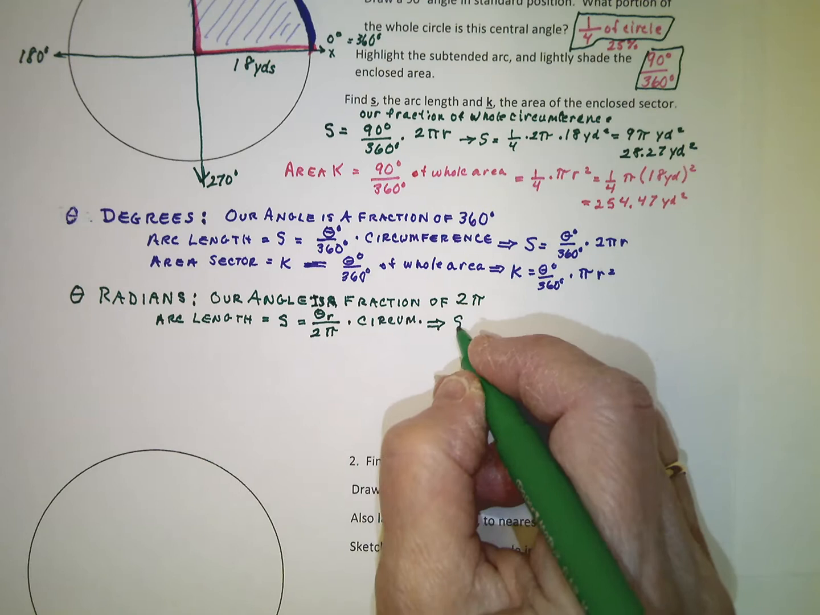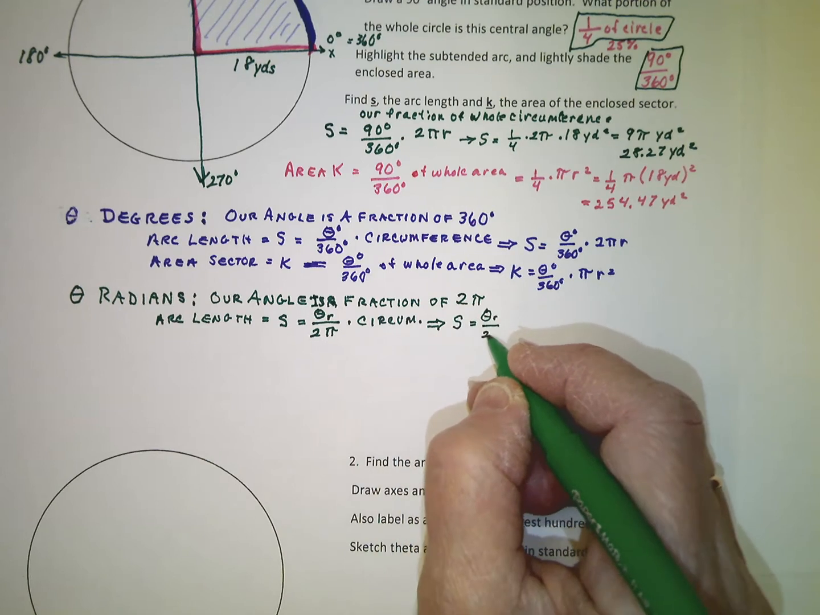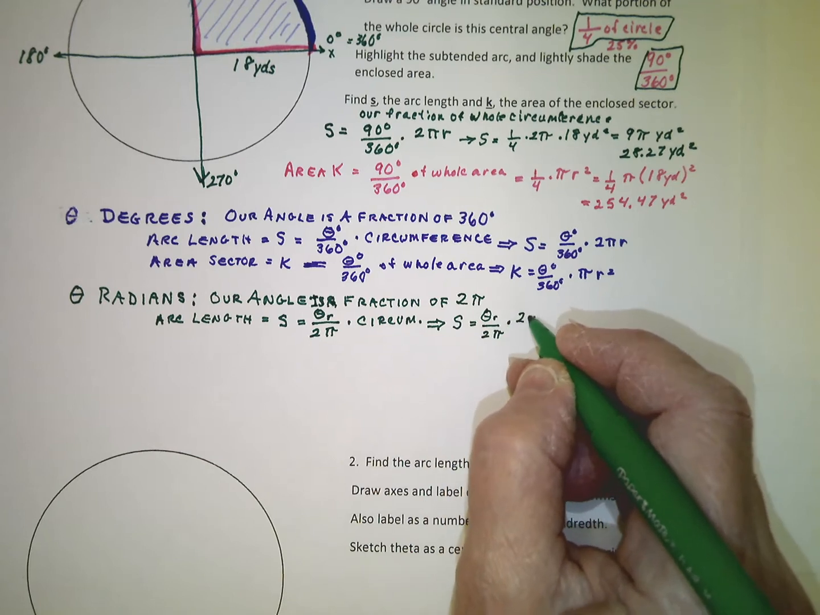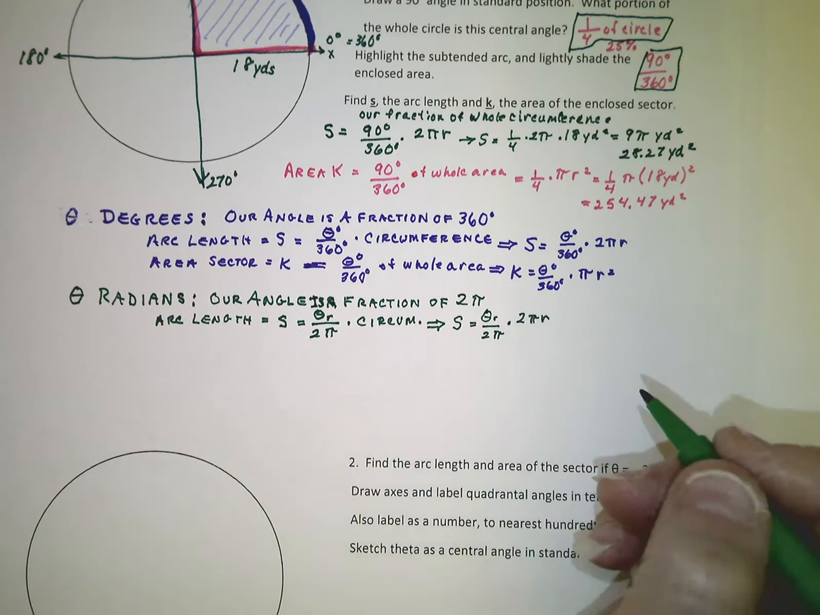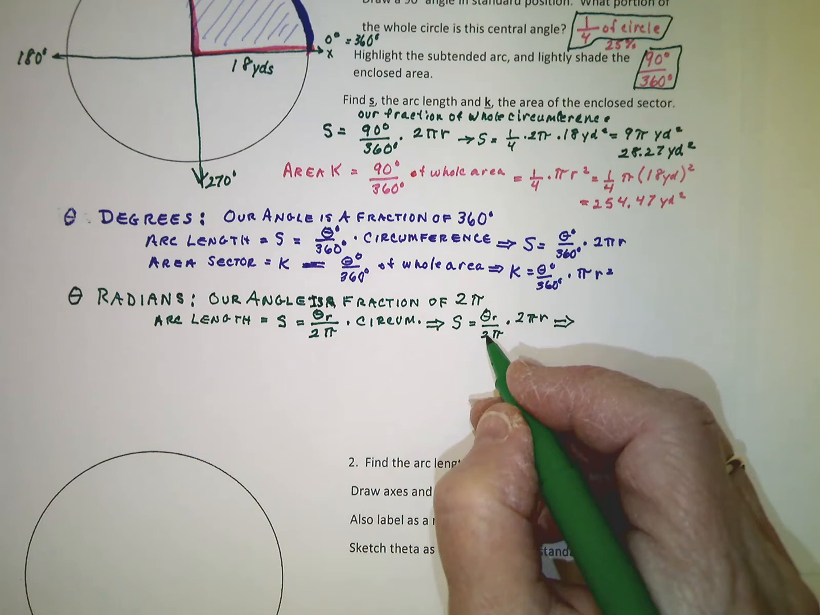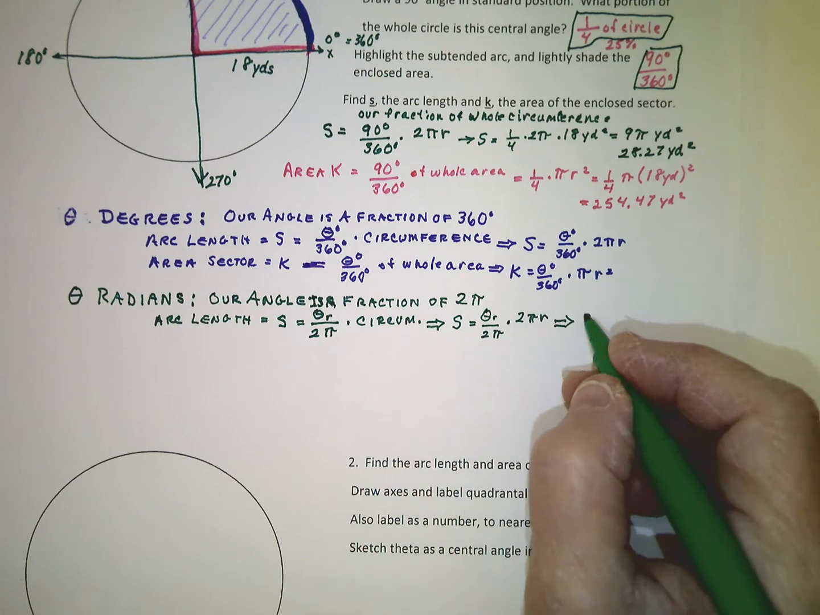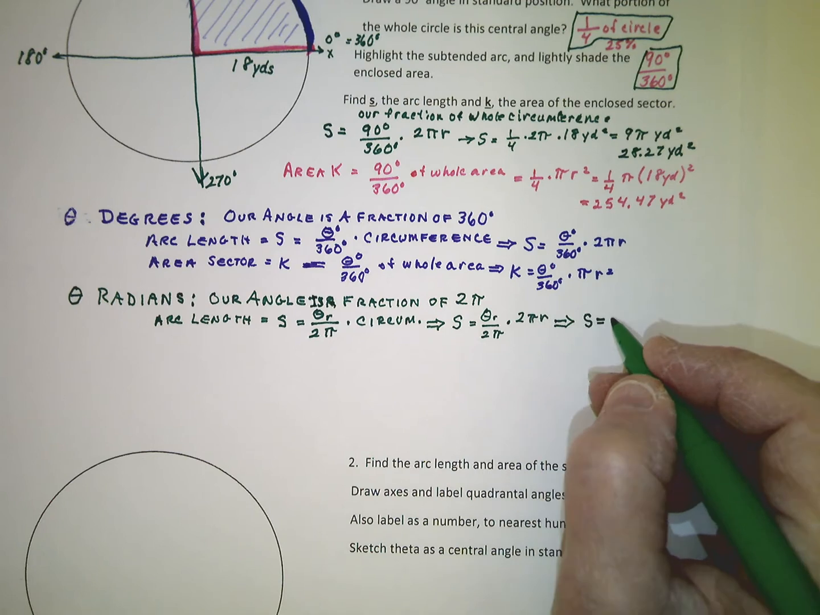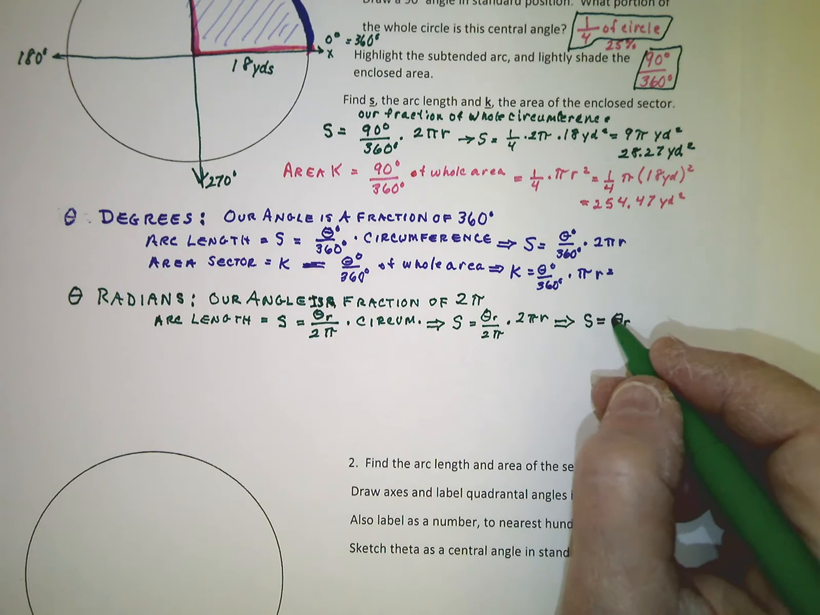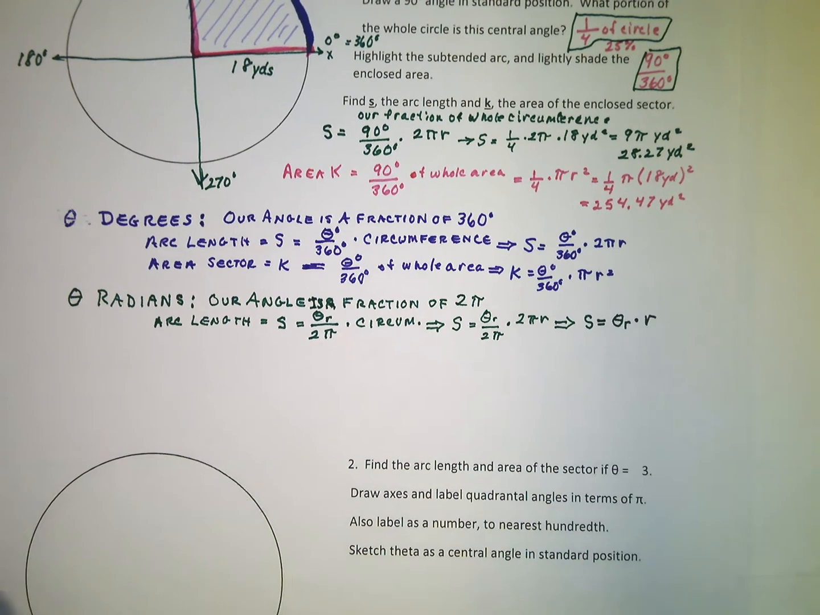So we're going to get that the arc length equals our angle over 2 pi times circumference, which is 2 pi r. Well, this is going to tidy up nicely because the 2 pi's will cancel out. And we are left with that the arc length is going to equal our angle in radians. This doesn't work for degrees. Our angle in radians times the radius of the circle.